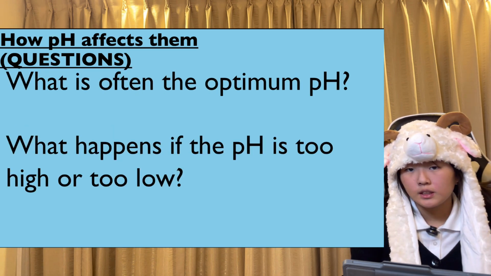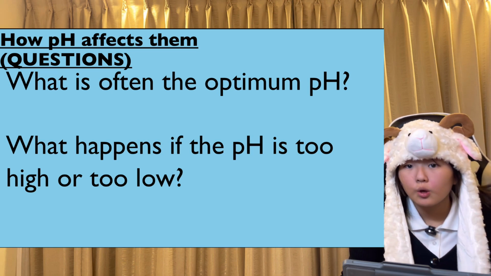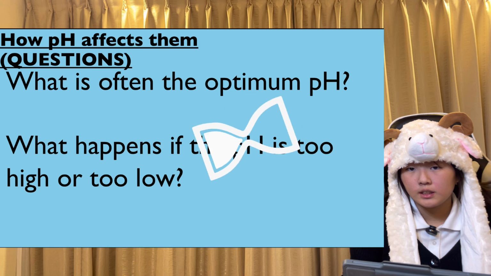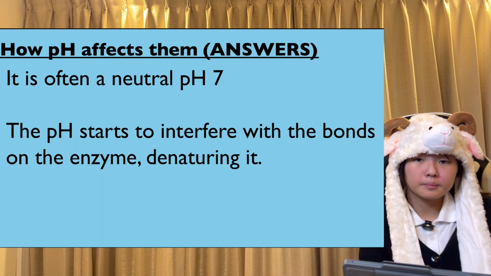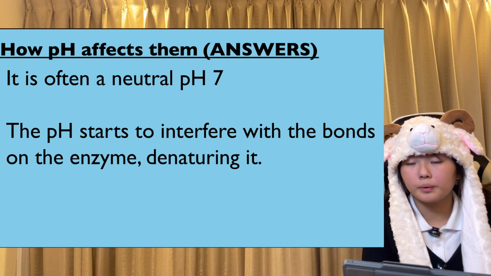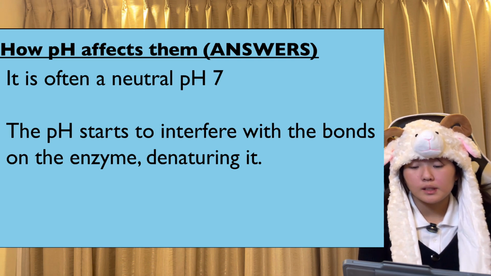What is often the optimum pH? What happens if the pH is too high or too low? The optimum pH is usually a neutral pH 7. pH starts to interfere with the bonds of the enzymes, denaturing it.